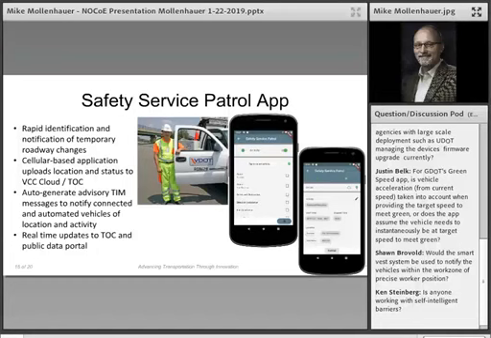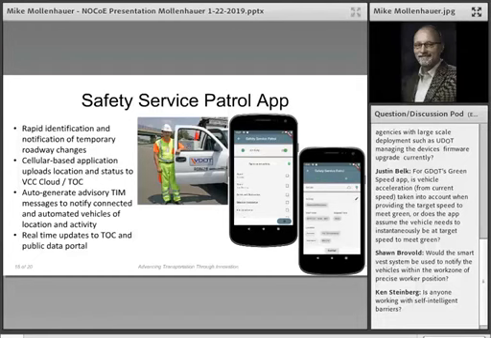I mentioned before the Safety Service Patrol application. Up in Northern Virginia especially, VDOT operates a fleet of Safety Service Patrol vehicles. We decided to create an application at their request that allows them to choose whether they're on duty or not, and then what kinds of activities they're responding to. And this includes things like crashes, picking up debris, fuel assistance for motorists.